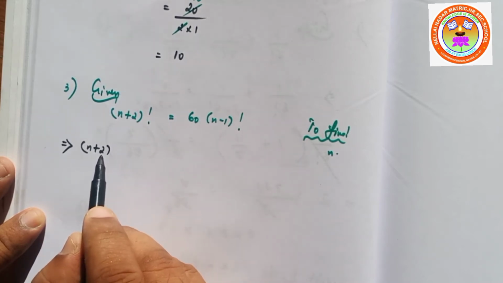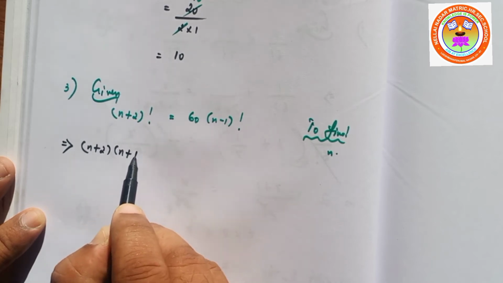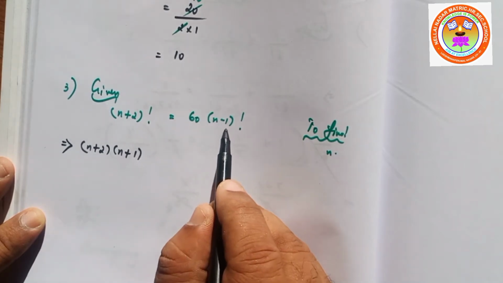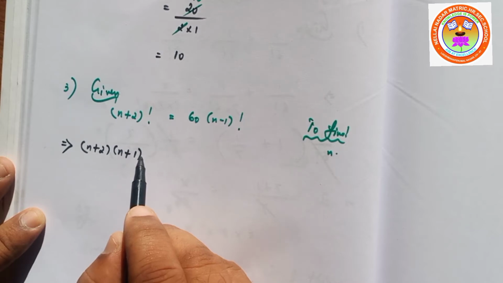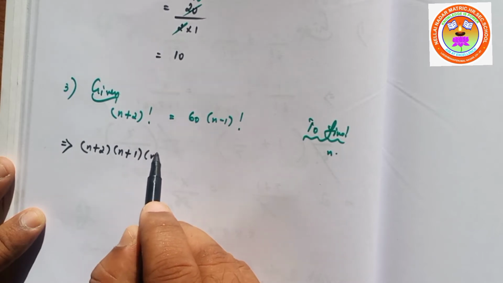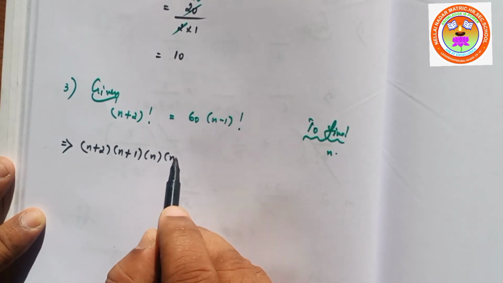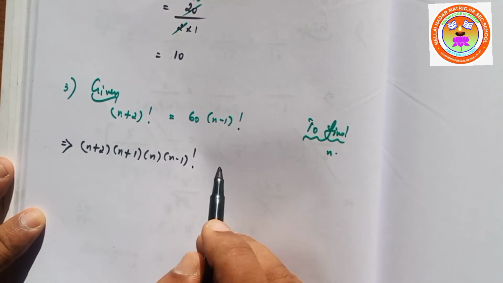In n plus 2, you have to reduce 1. If you reduce 1, you will be getting n plus 1, correct? 2 minus 1, that is 1. Then further reduce until you get n minus 1. Then if you reduce 1 in n plus 1 minus 1, that is n. Then further reduce by 1, so n becomes n minus 1. So once you get that n minus 1, you have to put that factorial.